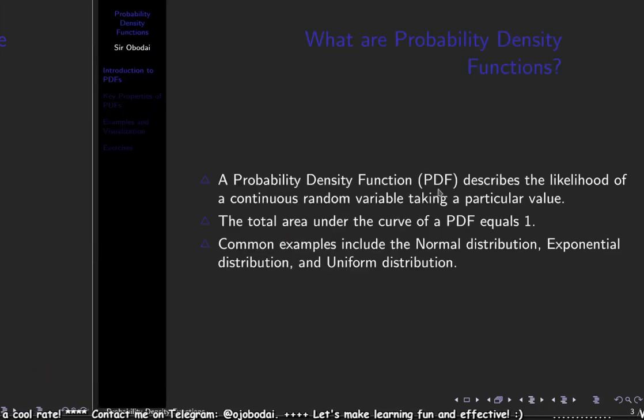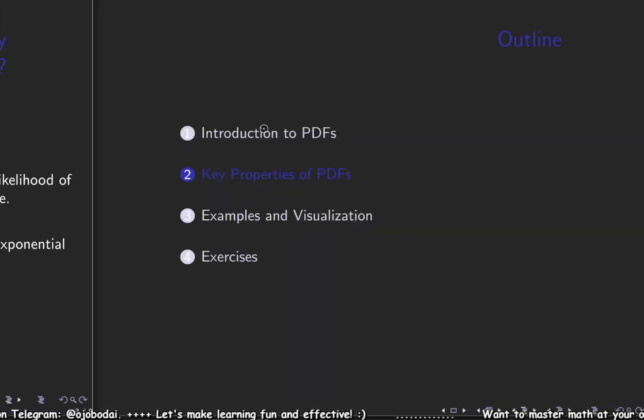Then we also know that the common examples include normal distributions. So where we apply these probability density functions includes normal distributions, exponential distributions, and uniform distributions.